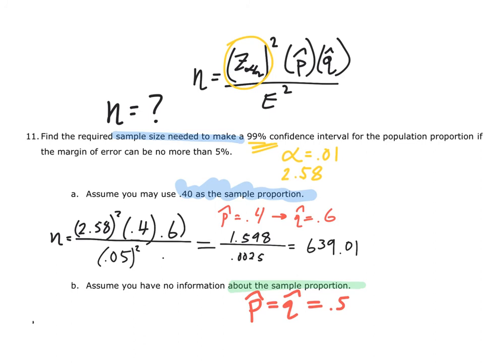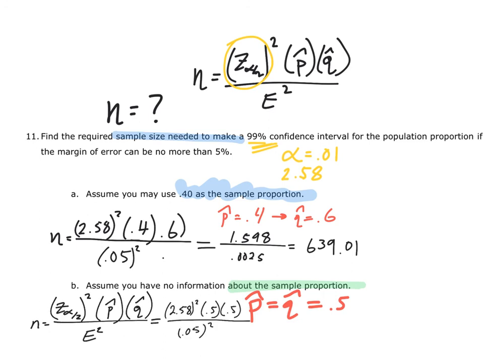So my equation to find n is going to be zeta alpha over 2 quantity squared times p hat times q hat all over the margin of error squared. In this situation, so there's all my values typed in. I'm going to go ahead and kind of shortcut over this annotation that I did here about p hat and q hat. I'm going to type this in separately on my calculator step by step so I make sure I get the values correct.